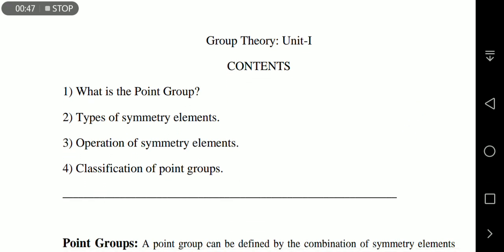In this unit, I will cover the point group, types of symmetry element, how to operate the symmetry element on the molecule and classification of point group.